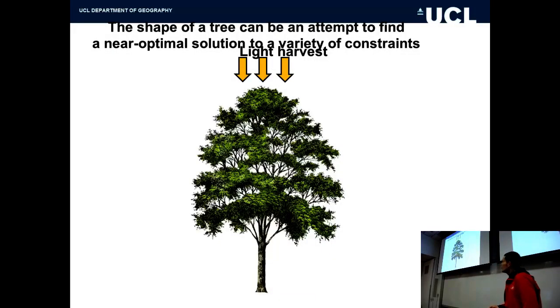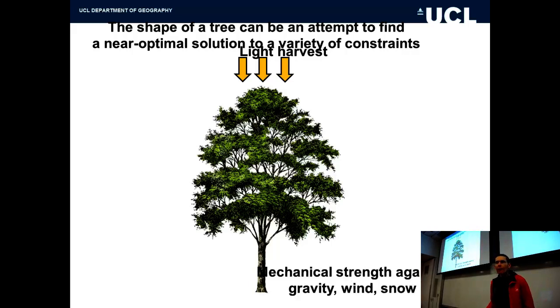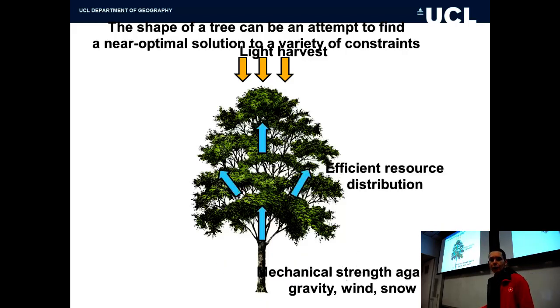So a tree is an optimization problem. How do I get resources? What do I do with those resources? I've got various different constraints. That can be light, temperature, water, nutrients, or all of those things interacting together. It will be space, competition, history, environmental and evolutionary factors, all of those things. Mechanical strength too, so gravity, wind, snow.